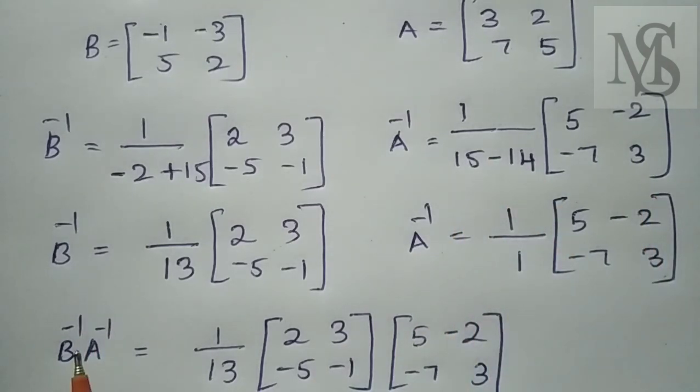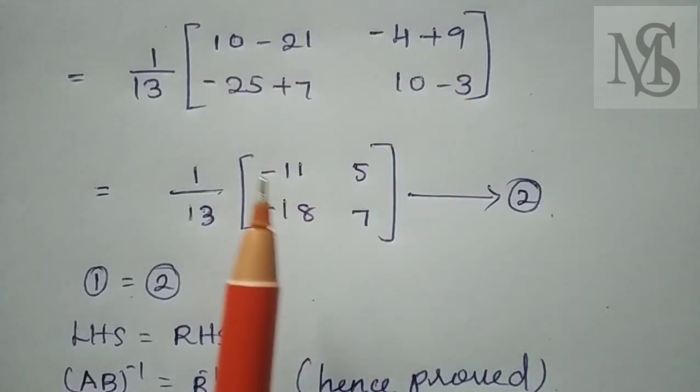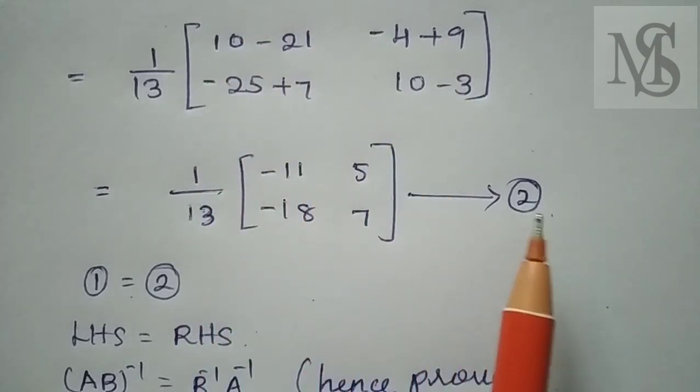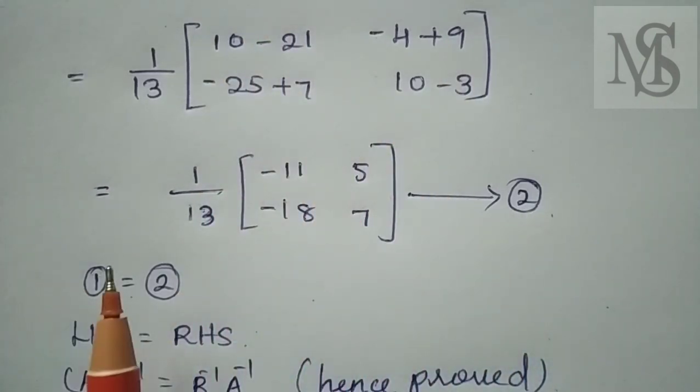We are simplifying. B inverse into A inverse is equal to 1 by 13 into 1 by 1, which is 1 by 13, and both the matrices have to be multiplied. While multiplying we get a matrix like this. We are taking this as the second equation. Now the first equation and the second equation are equal automatically. LHS is equal to RHS, hence (AB) inverse is equal to B inverse into A inverse, hence proved.